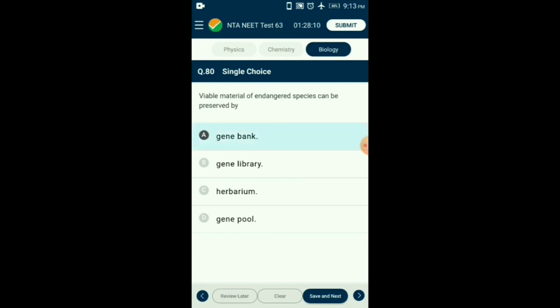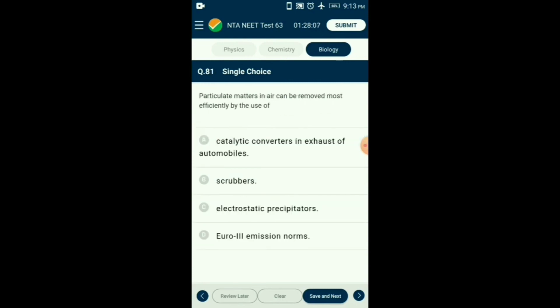Question number 81. Particulate matter in air can be removed most efficiently by the use of the most widely used of which is the electrostatic precipitator, which can remove over 99% of particulate matter present in the exhaust from a thermal power plant. It has electrode wires that are maintained at several thousand volts, which produce a corona that releases electrons.